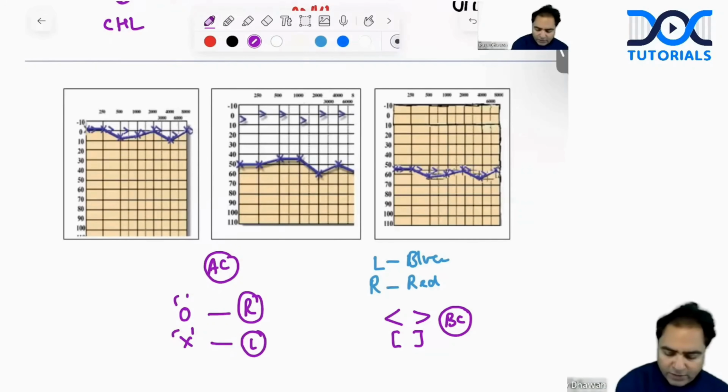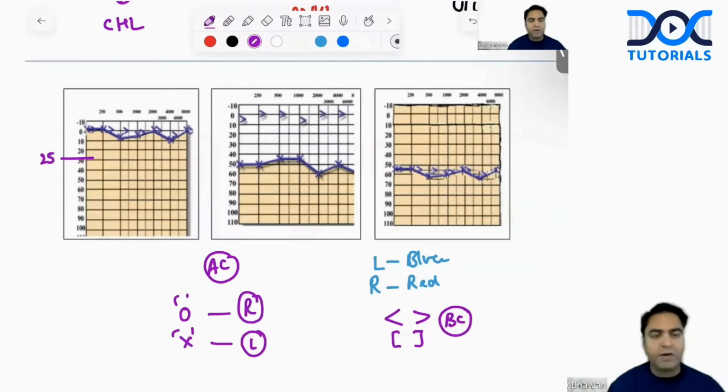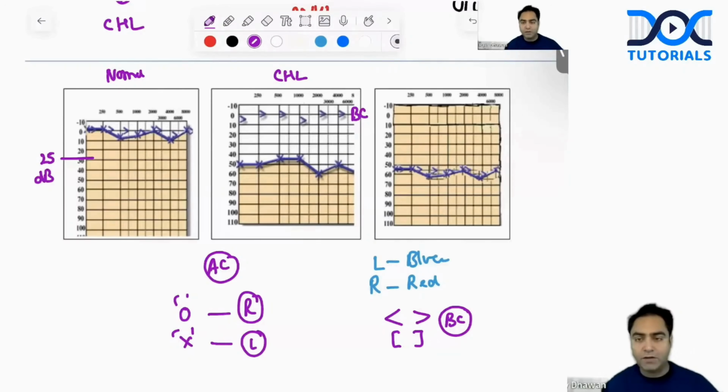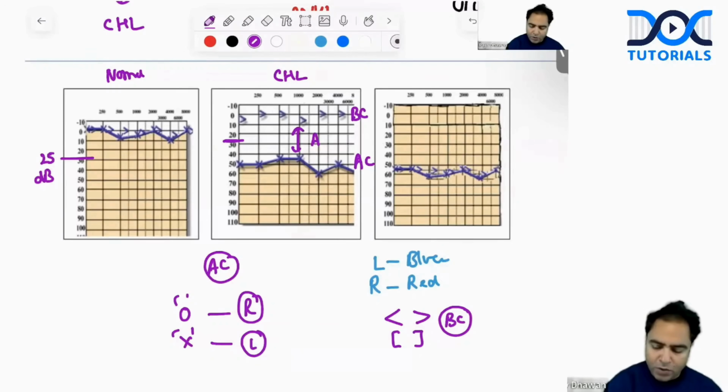In normal people, both AC and BC lines should be about 25 decibel. Okay, this is 25 decibel. This is normal. In conductive hearing loss, BC is better than AC. BC is normal, anything above 25 is normal, and AC is poor. And this gap is called the AB gap. AB gap means conductive hearing loss.